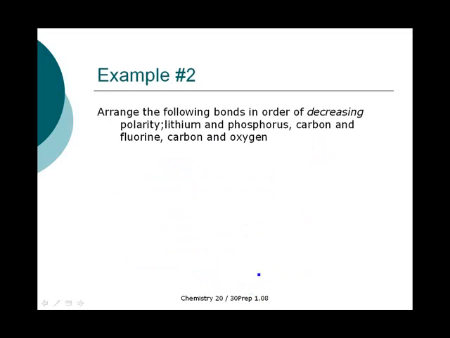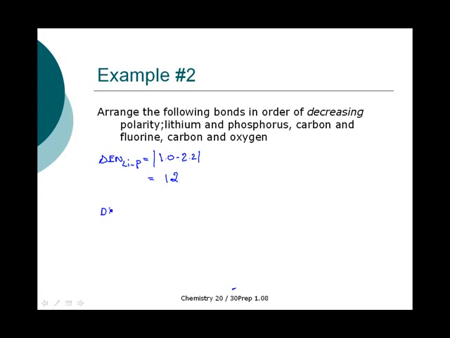We can also list bonds in order of decreasing polarity. And this time we don't even have to classify the molecules, we're just going to calculate differences in electronegativity. The first one is lithium and phosphorus. Lithium has an electronegativity of 1. Phosphorus has an electronegativity of 2.2. Again, I'm just grabbing these off the periodic table. So 1.2 is the difference for that one.